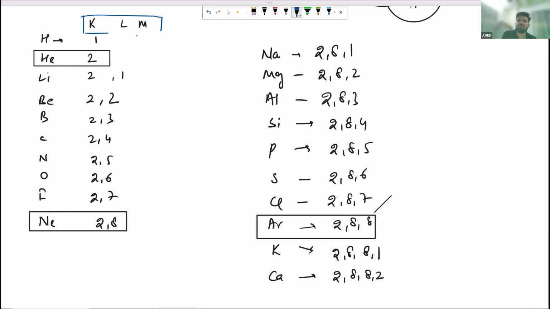K, L, M are the shells. The first shell has only one electron, so hydrogen has only one electron. Helium has 2. Lithium has 2 in the first shell and 1 electron in the second shell; its atomic number is 3. Beryllium has electronic configuration 2, 2, atomic number 4. If you add the electrons, the total gives you the atomic number. Then boron, carbon, nitrogen, oxygen, fluorine, sodium, magnesium, aluminium, silicon. So this is the electronic configuration of the elements. Now you understood? Yes, sir.